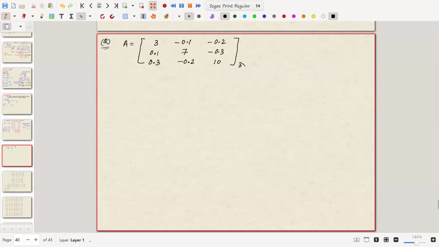This is a 3 by 3 matrix. I am asking you what is A inverse by LU decomposition technique. So as usual, suppose I will give you a boost. What is the boost? That you don't need to find what L and U are. I will be giving it to you.